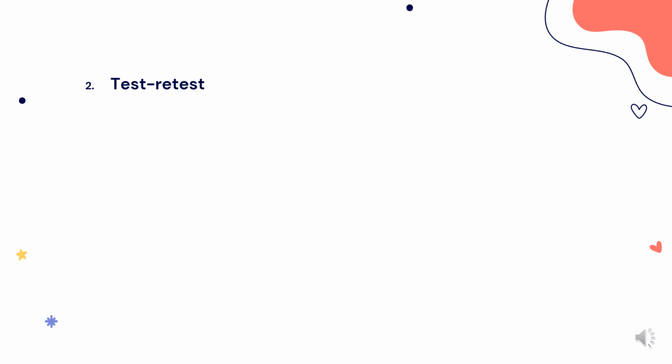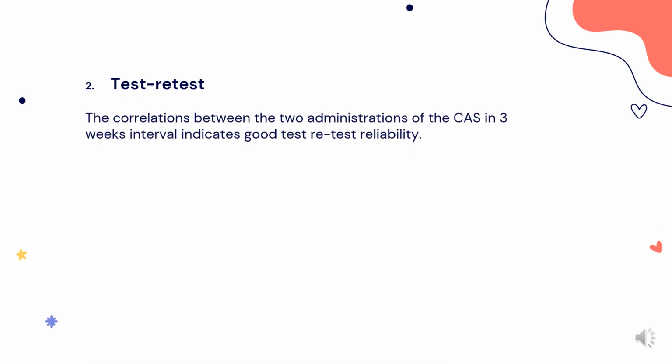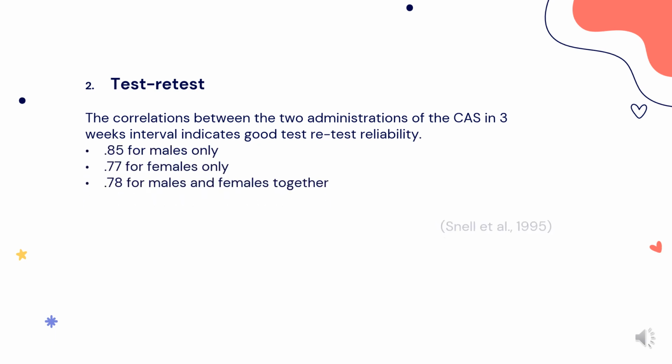Test-retest reliability. The correlations between the 2 administrations of the CAS at a 3 week interval indicate good test-retest reliability: 0.85 for males only, 0.77 for females only, 0.78 for males and females together. Snell et al. 1995.